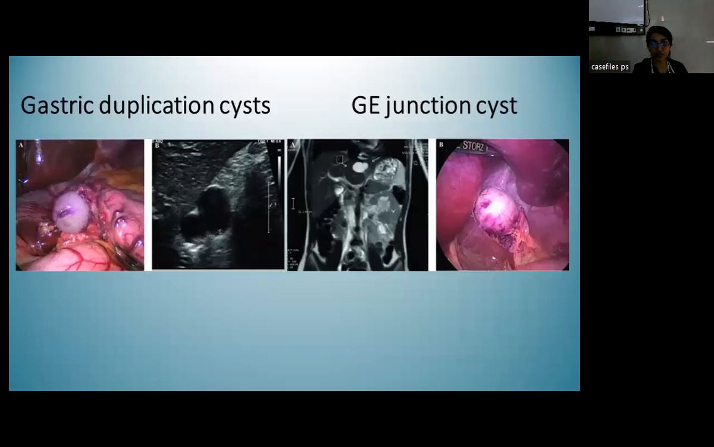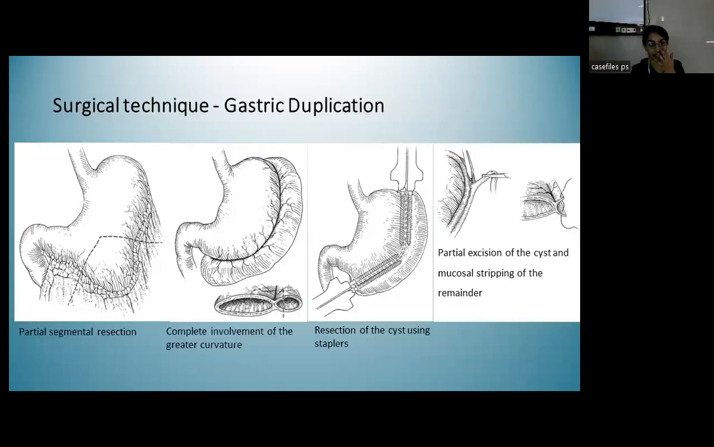These are a few of the gastric duplication cysts which are being excised. These are a few of the surgical techniques. This one shows the partial segmental gastric resection. And this one shows a cyst which is present all along the greater curvature. So the wall of the cyst has been excised, the common wall has been spared, and the mucosa has been stripped off. In this one, partial excision of the cyst and mucosal stripping has been done. This is being done by using staplers.